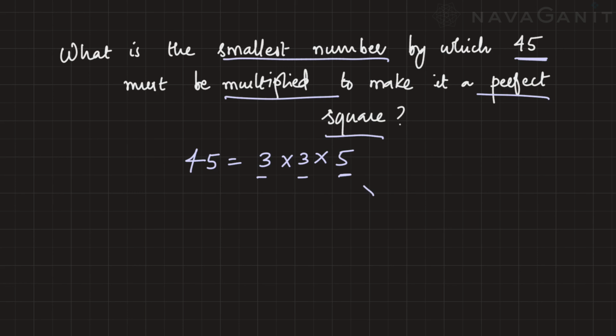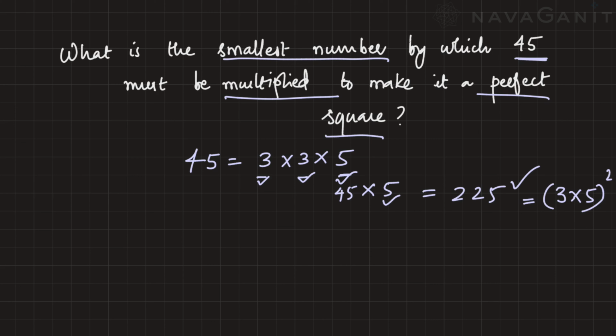So if we multiply it by 5, this would be a perfect square because I'll have 2 3s and 2 5s. So I need to simply multiply 45 by 5, which is 225, and now this is a perfect square. Why? Because this is nothing but 3 into 5 whole squared, that is 15 squared. So the answer is 5. 5 is the smallest number by which if we multiply 45, we will make it a perfect square, which in this case is 225.